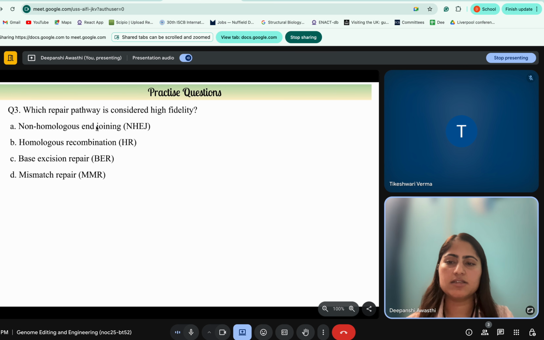Now the next question is, which repair pathway is considered high fidelity? Option A, non-homologous end-joining. Option B, homologous recombination. Option C, base excision repair. And option D is mismatch repair.